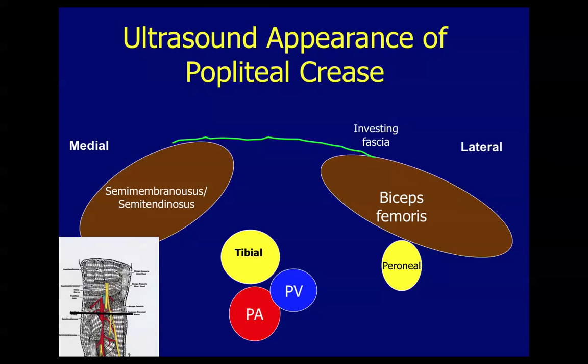So if we image the popliteal space at the level of the crease, and you can see in the lower left inset picture the level that we have our transducer at to achieve this artist rendition. At this level, we see the tibial nerve immediately superficial to the popliteal artery, and the peroneal nerve is a good bit more lateral.